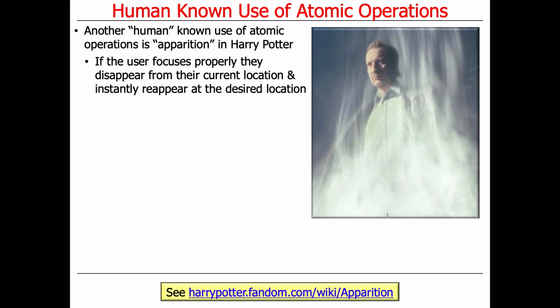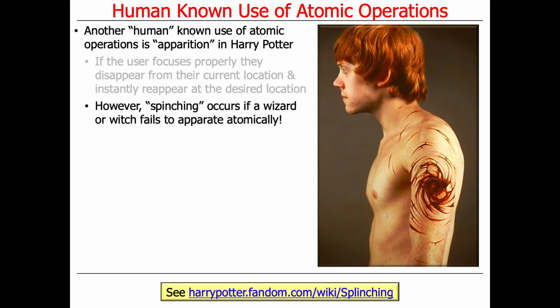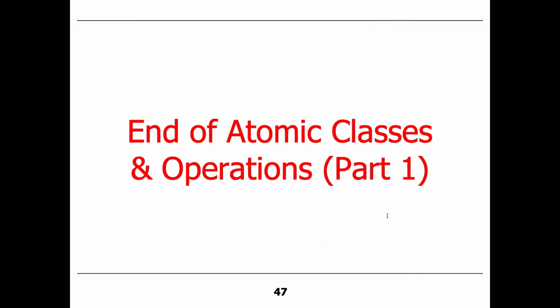And if you remember one of the Harry Potter books, they're practicing this. And in fact, if you don't do it right, then you will splinch. And what will happen is part of you will be left, like your nose will be left somewhere, your arm will be left somewhere. And that actually happened to poor Ron Weasley. That's his splinching wound. And luckily they had teachers standing by to reattach him and stuff like that. So those are some examples of atomicity that are human known uses, even though they're a bit far-fetched.